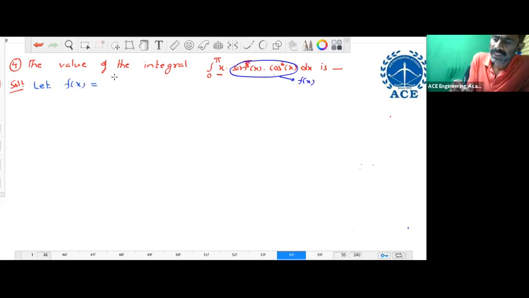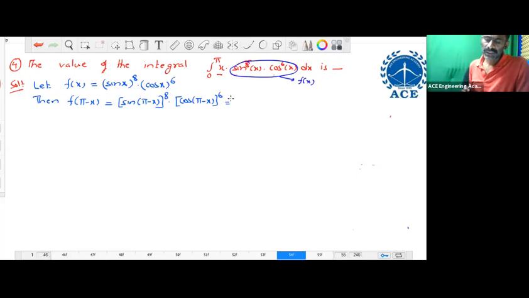Let f of x equal to sin x power 8 into cos x power 6. Then f of a minus x. Here the integral is in the form of 0 to a, where a equal to pi. So a minus x means pi minus x, equal to sine of pi minus x power 8 into cos of pi minus x power 6.